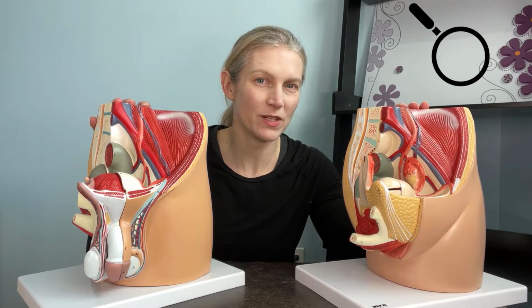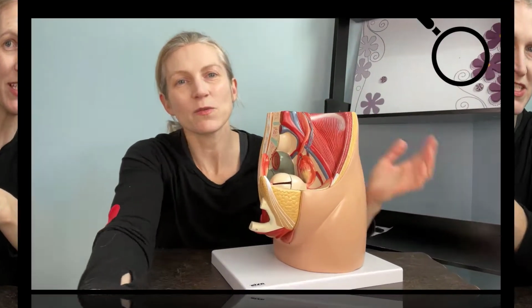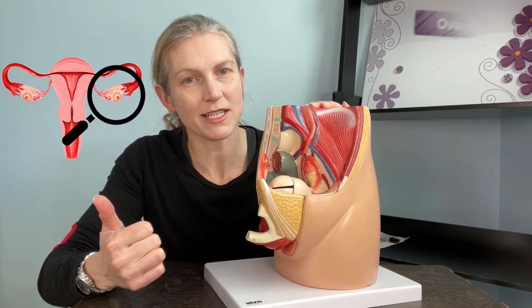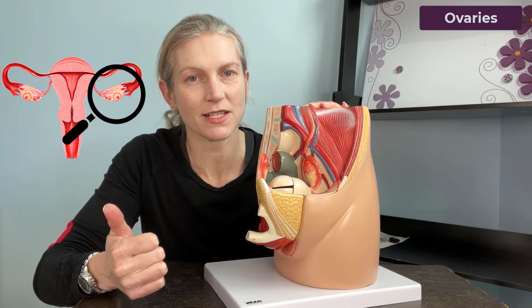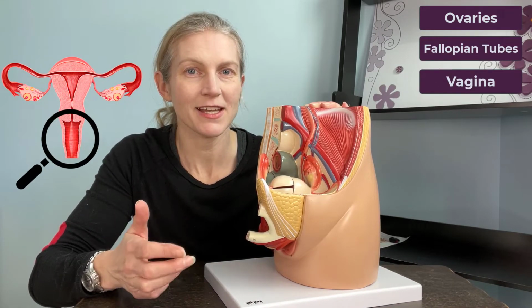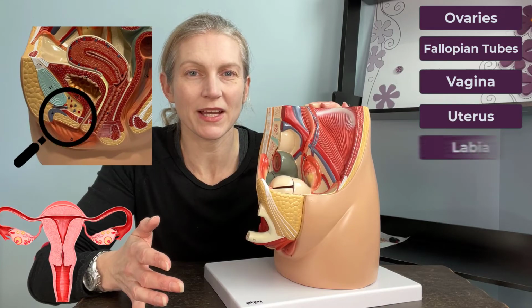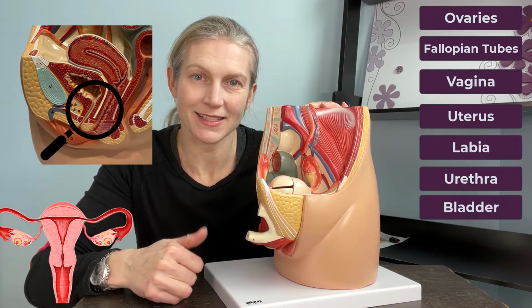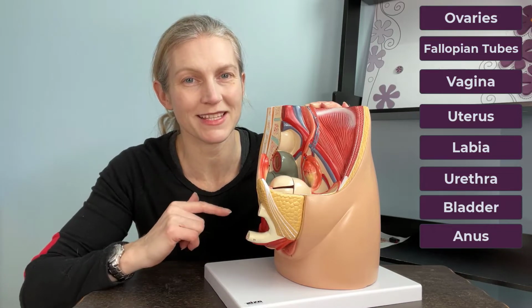We're going to start with this one here, the body with extra estrogen. And what we know about bodies with extra estrogen is they have ovaries, and the ovaries are where the eggs are. They have fallopian tubes, they have a vagina, uterus, labia. They also have a urethra and bladder, and an anus. We'll be able to see all those parts in this model.